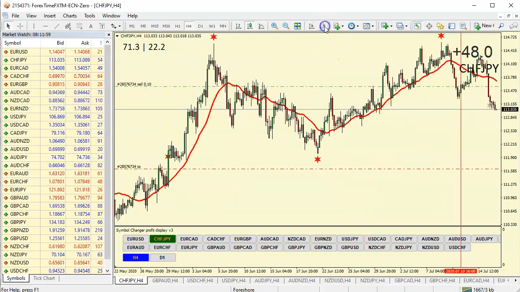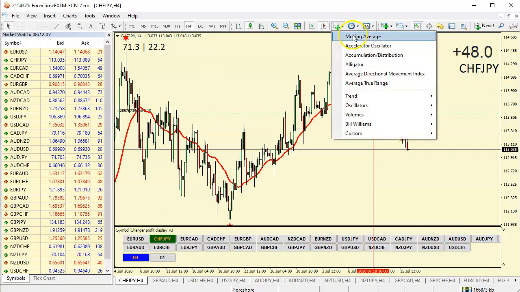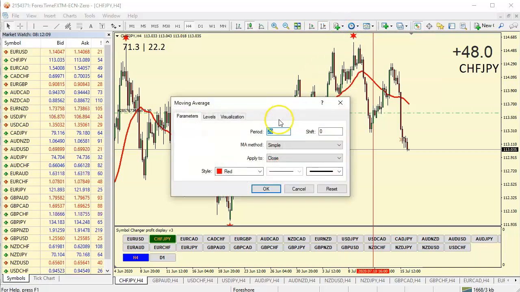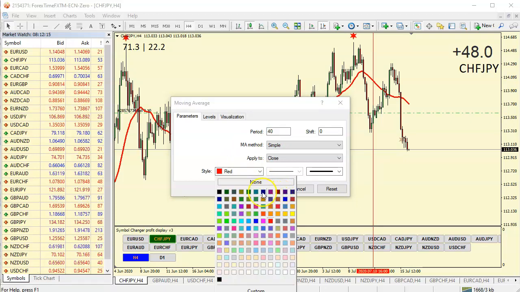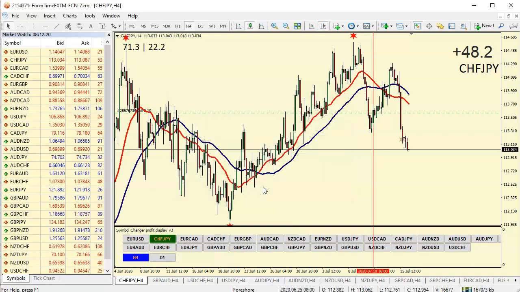So I go to my indicators list, click on this, come to moving average again. This time you make it 40 period, and then you can change that color to blue. Now you see what we're talking about.